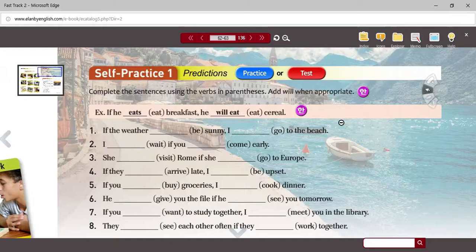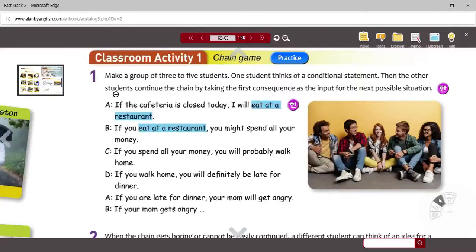All right, let's continue down to the next speaking activity. At the bottom of page 63, we have a classroom activity. This can be done in a group or just a pair of people, or you can try this on your own. If you try it on your own, of course, you could write out the answers. You could make this a writing activity. This is something we call a chain. It says one student thinks of a conditional statement. In this case, you can just read letter A.